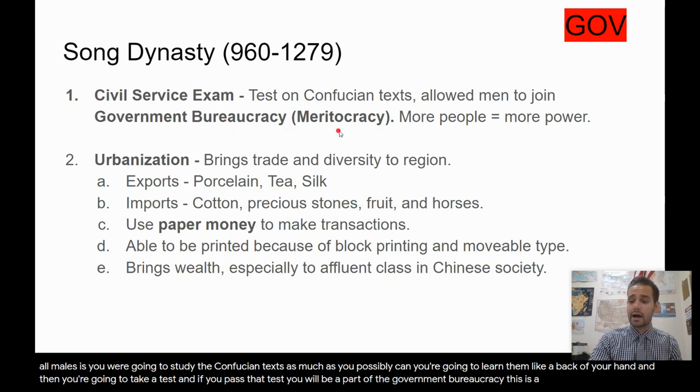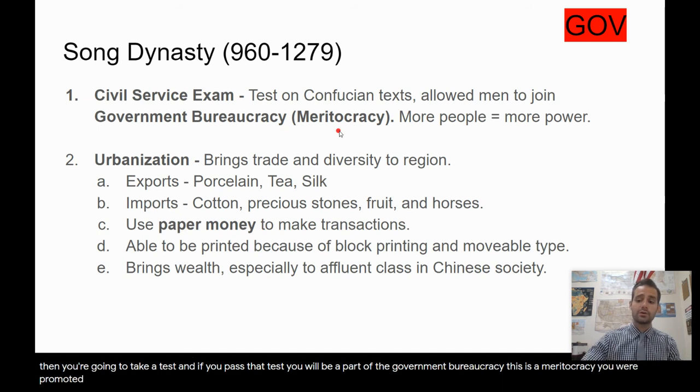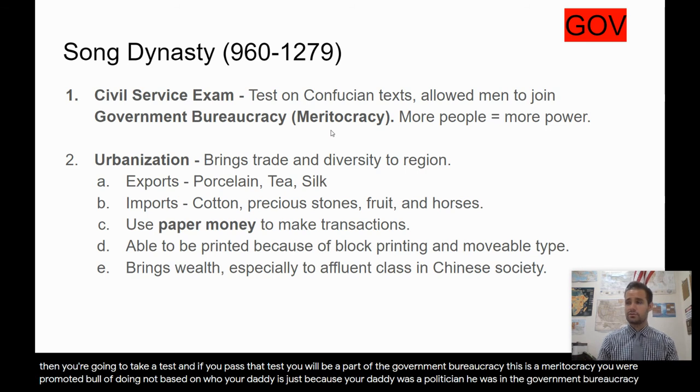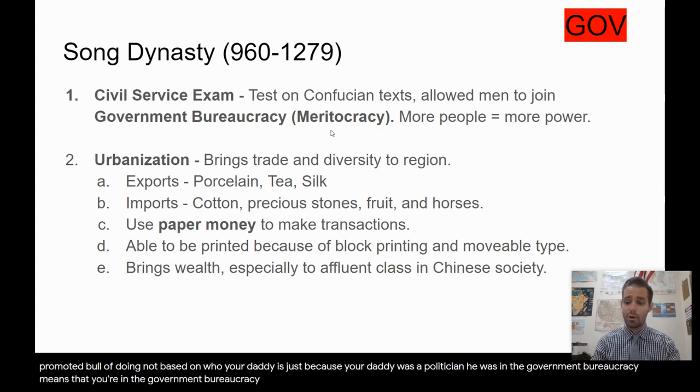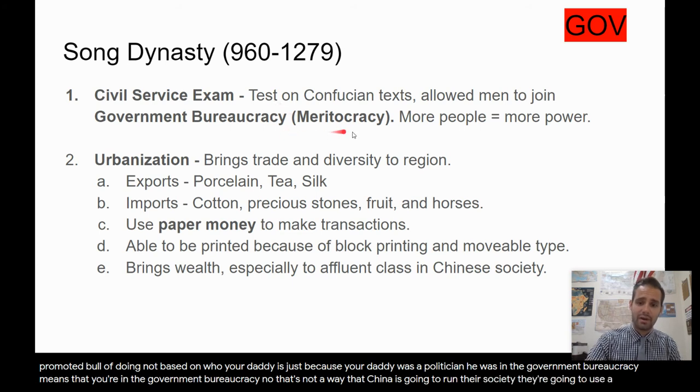This is a meritocracy. You are promoted based on your merit, based on what you are capable of doing, not based on who your daddy is. Just because your daddy was a politician and he was in the government bureaucracy doesn't mean that you're in the government bureaucracy. No, that's not a way that China is going to run their society. They're going to use a meritocracy.